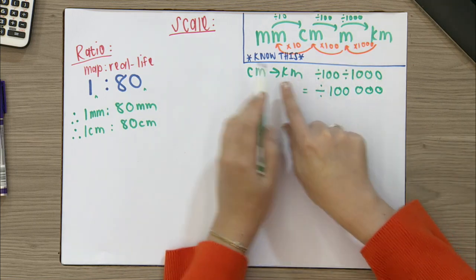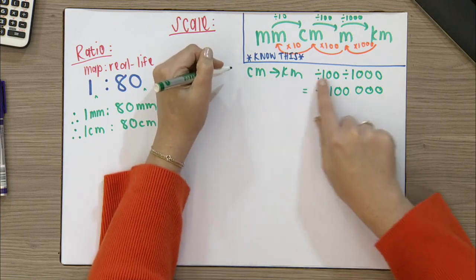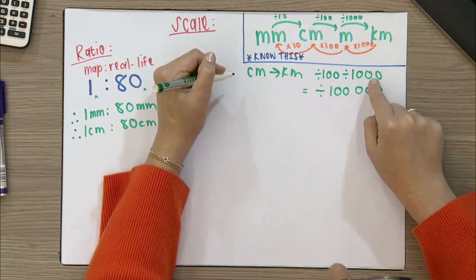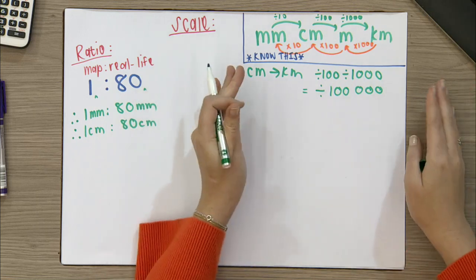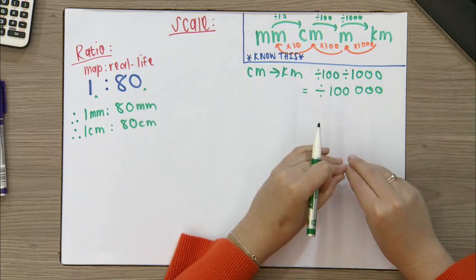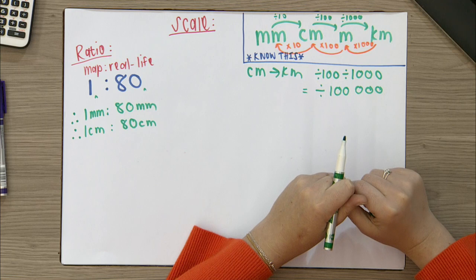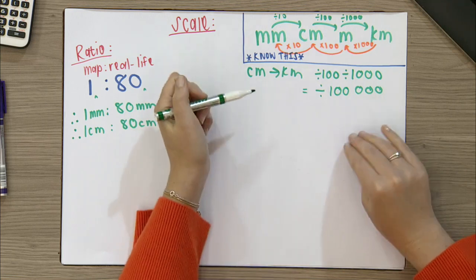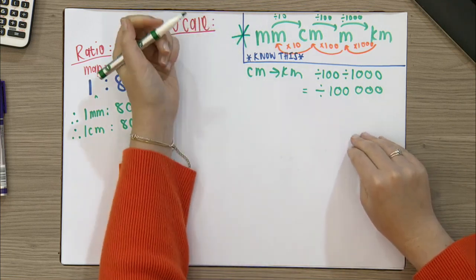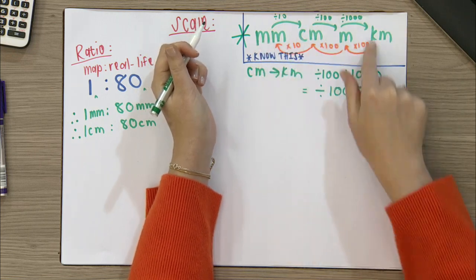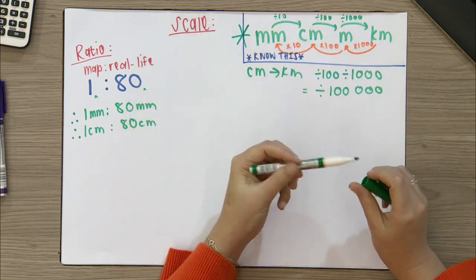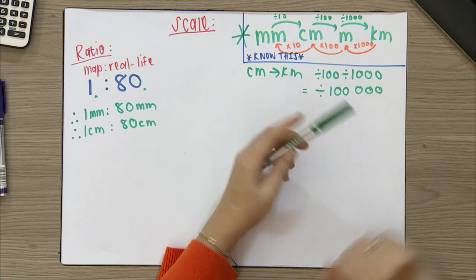So you can either take the distance in centimeters, divide by 100, and then divide by 1,000, or divide by 100,000. You are going to get the same marks, and you are going to get to the same answer. What is important is that you remember this, because this will not be given to you. It is expected that you will know this.